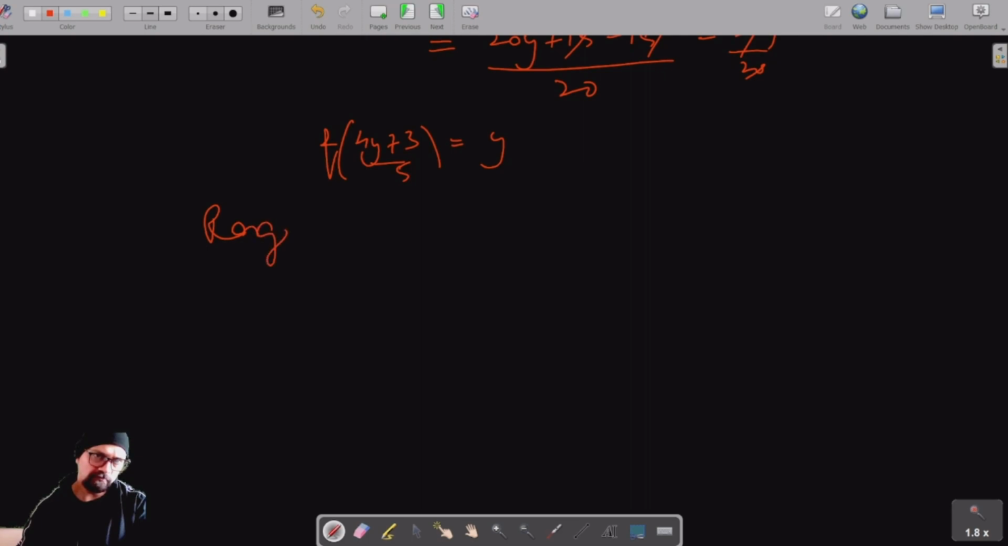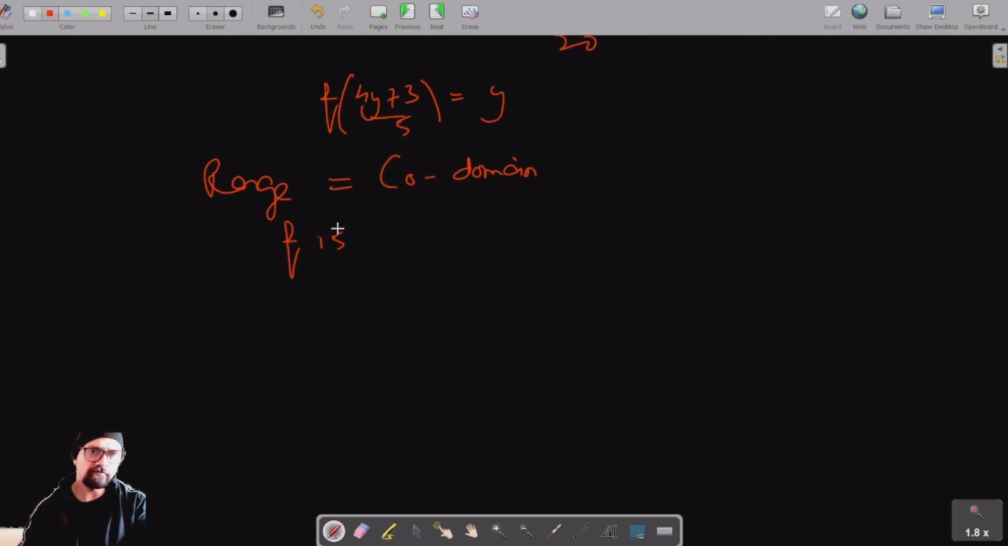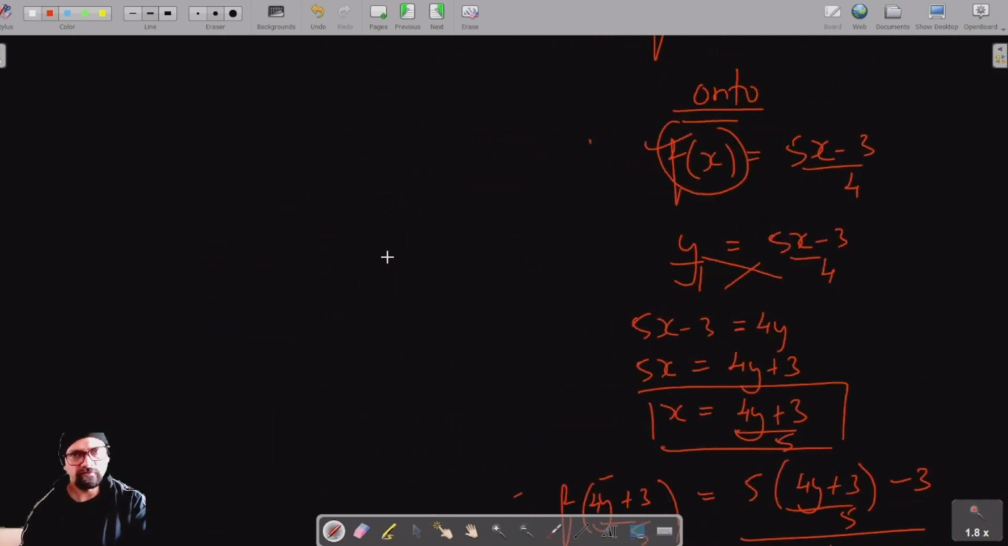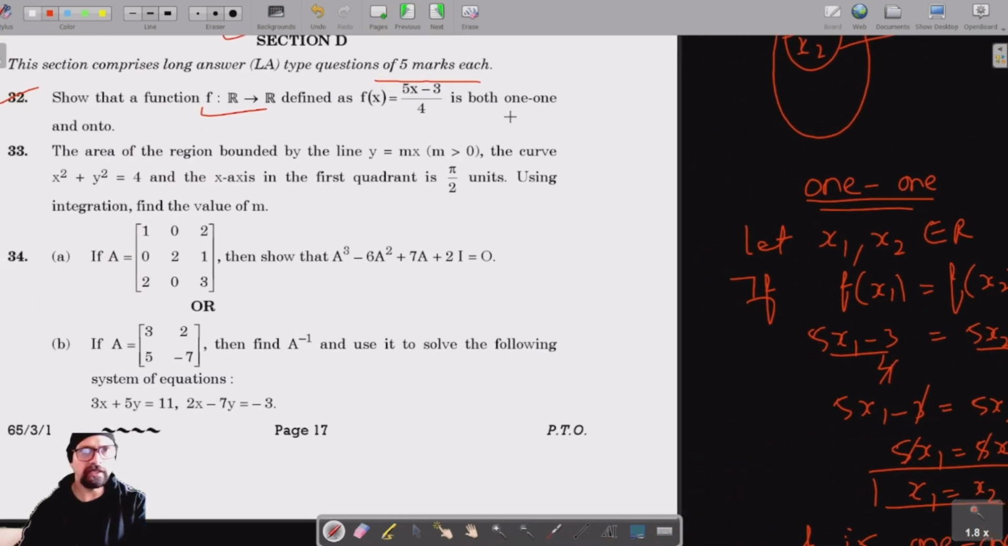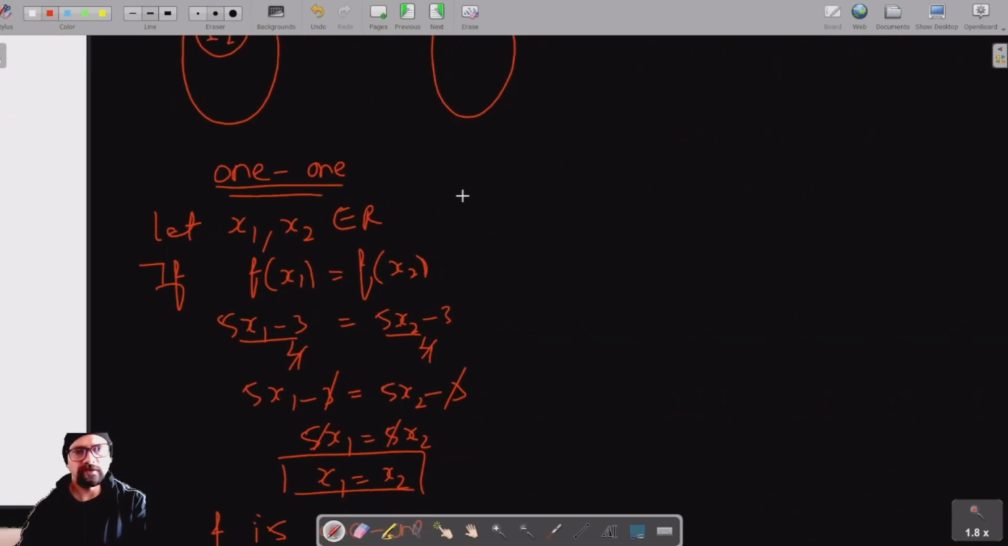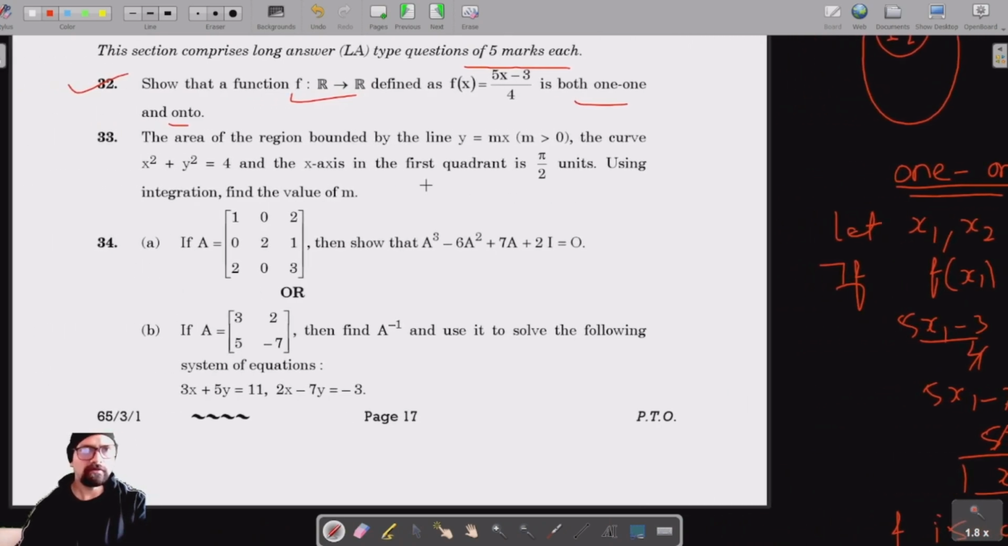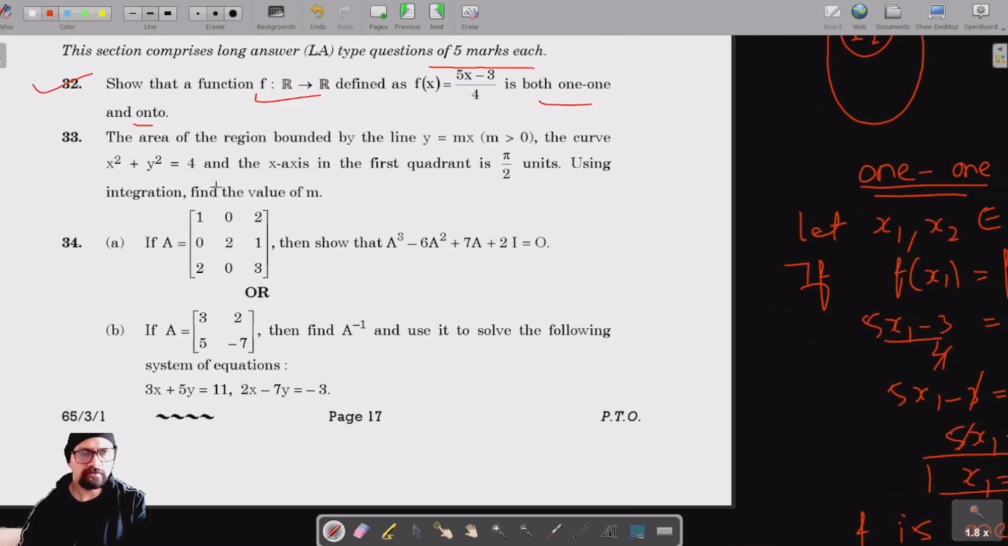So this means range is equal to codomain, and therefore the function is onto. So therefore the function is both one-one and onto. Okay, so we are done with the 32nd question and let's move on to the 33rd.